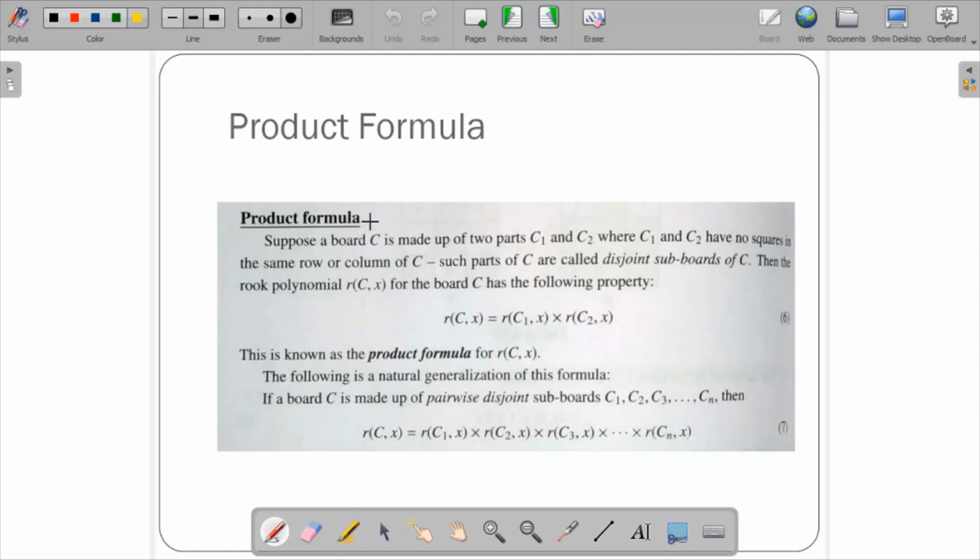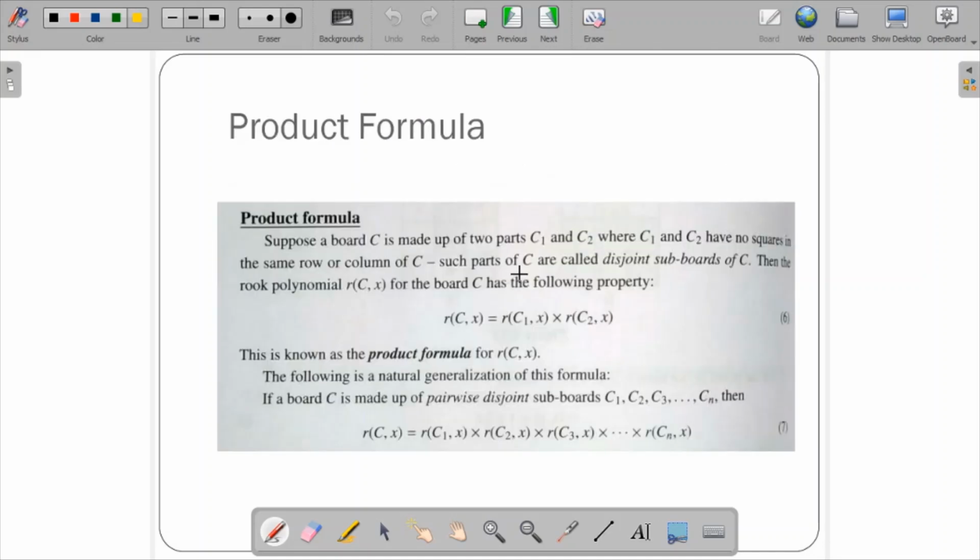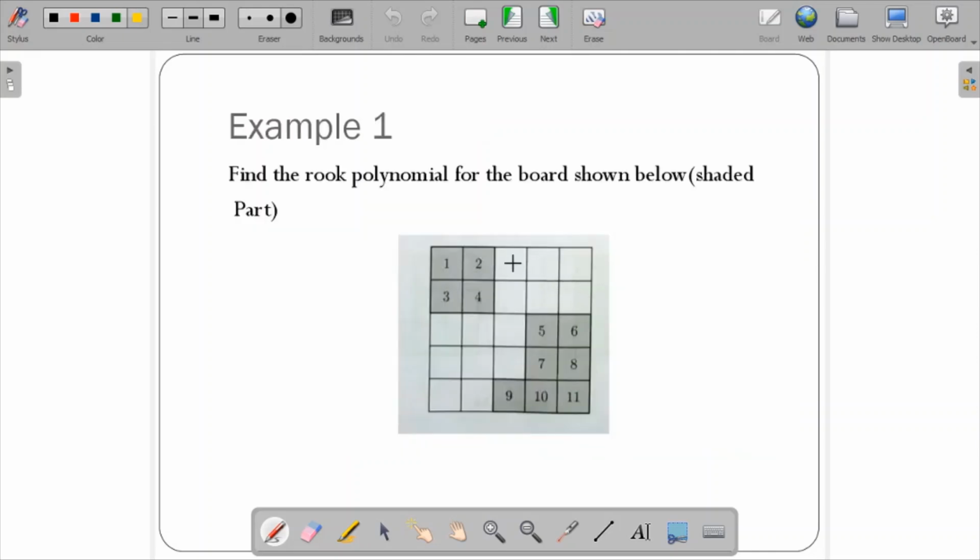The product formula is: suppose a board C is made up of two parts C1 and C2, where C1 and C2 have no squares in the same rows or columns. For example, if this is a board made up of two parts, this square and this particular square, then C1 and C2 have no squares in the same row or column. So over here this should be blank, this should be blank, and this should be blank. Even for this particular column, this should be blank.